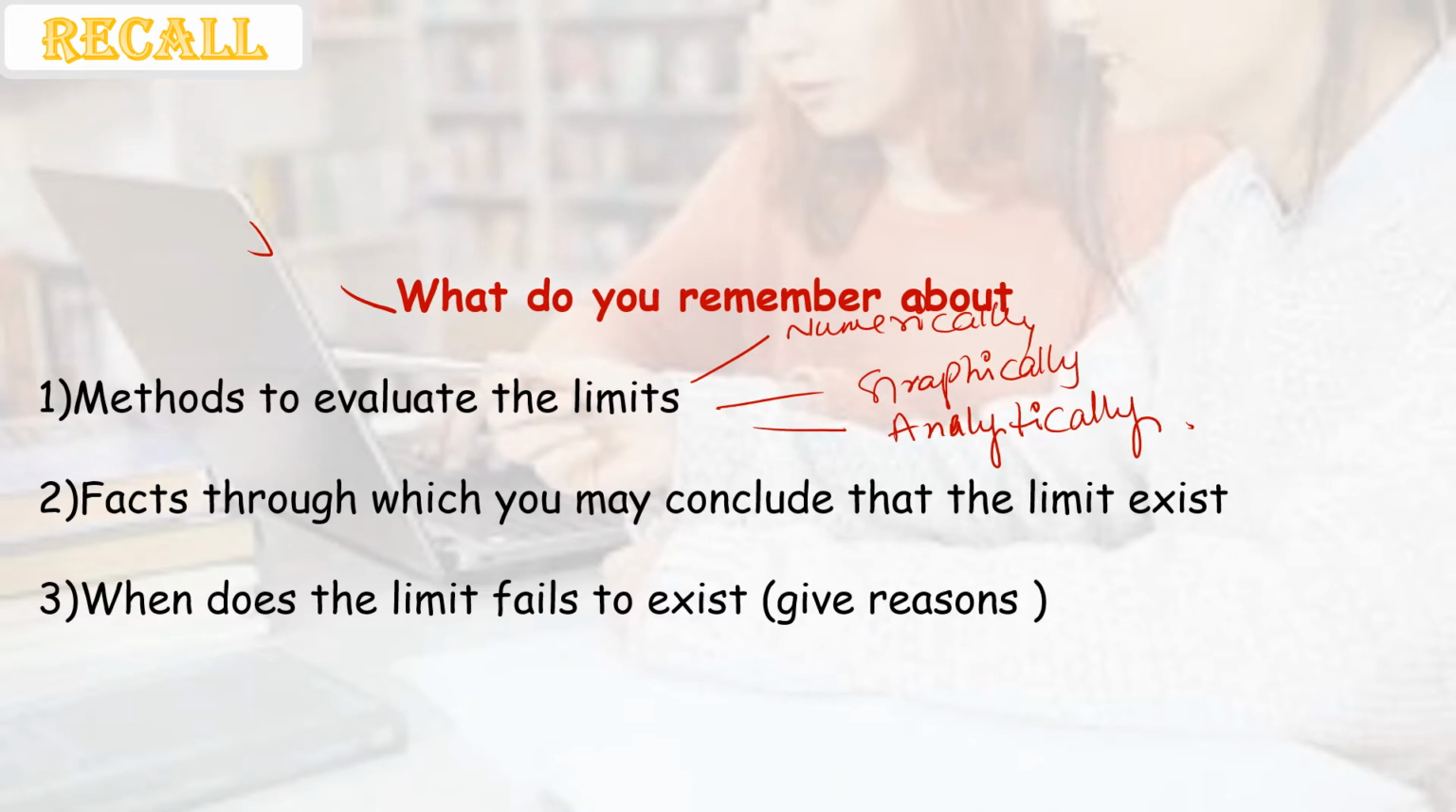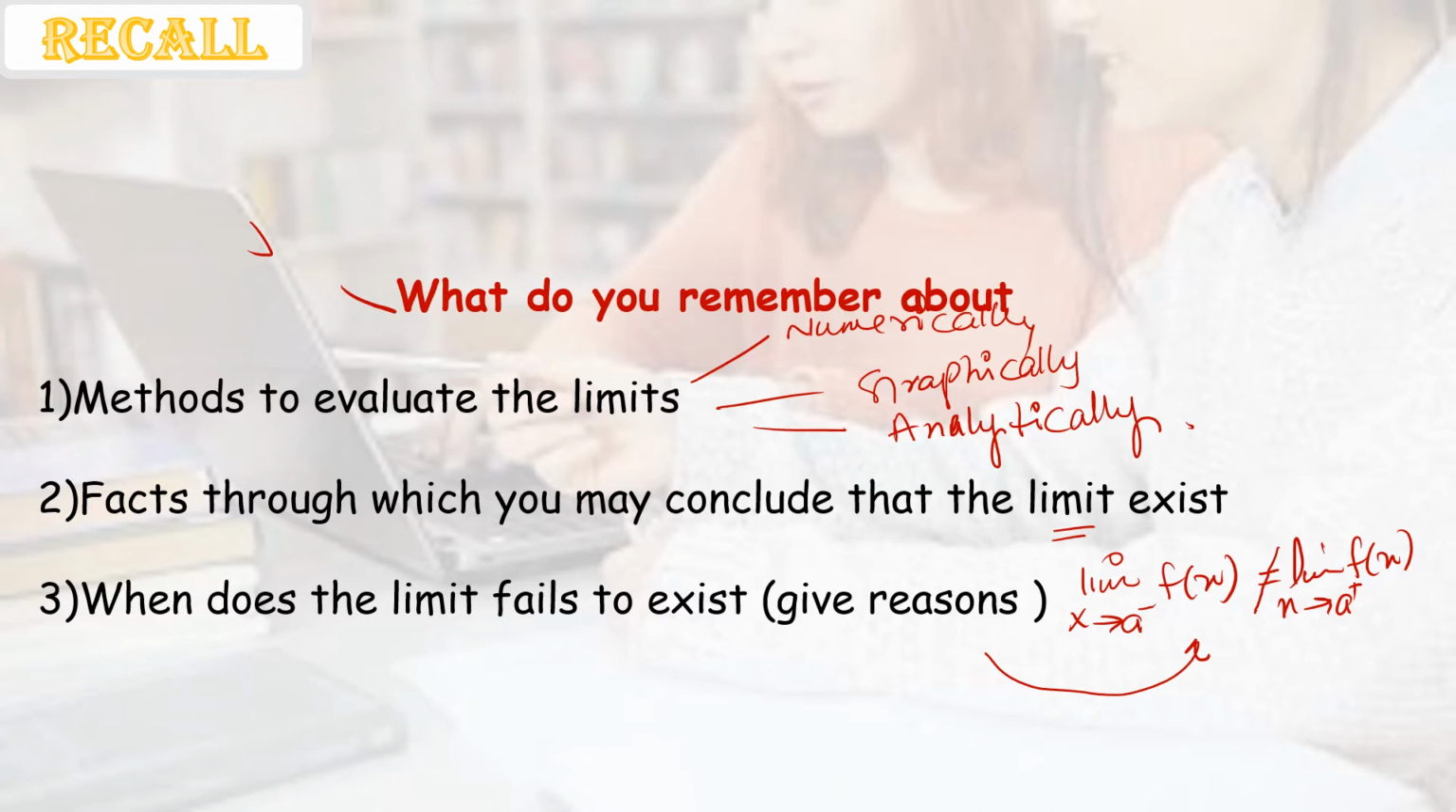Now, facts through which you can conclude that the limit exists. We all know that the limit exists if and only if the limit as x approaches a from the left-hand side of a function is equal to the limit of f of x as x approaches a from the right-hand side. Only in this case can we say that the limit exists. When does the limit fail to exist? Of course, the limit fails to exist when this condition isn't fulfilled, which means the limit from the left-hand side is not equal to the limit from the right-hand side.